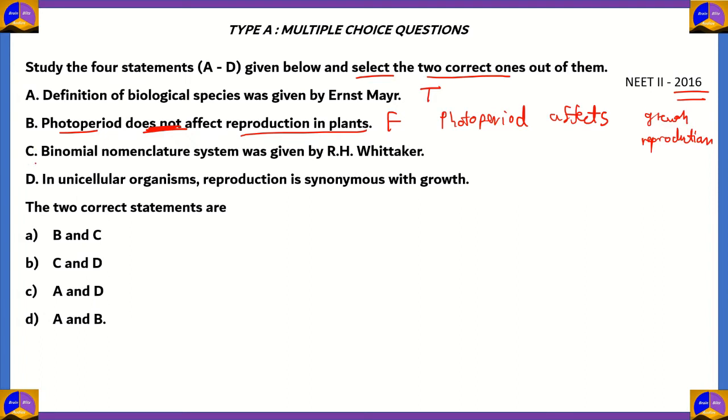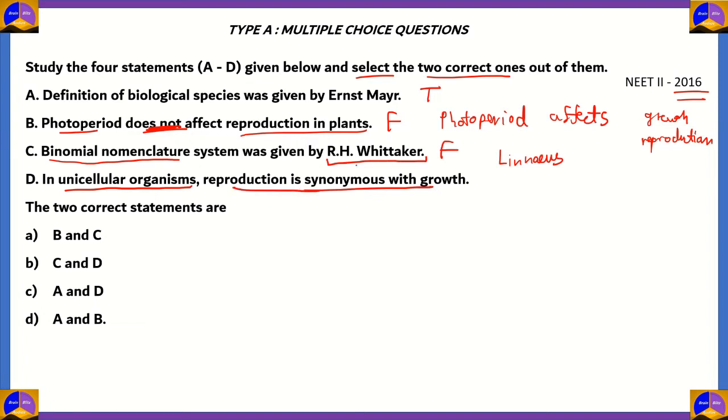Now, what about C? Binomial nomenclature system was given by R.H. Whitaker. Again, this statement is false. Binomial nomenclature was first given by Linnaeus. So Linnaeus was the scientist who gave us the binomial nomenclature system, so statement C is also false. In unicellular organisms, reproduction is synonymous with growth.